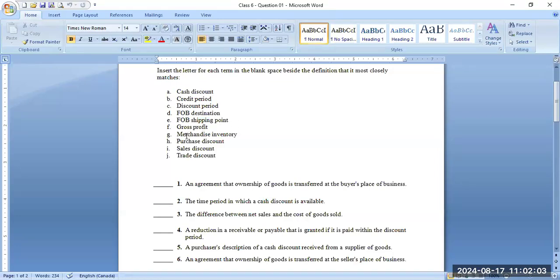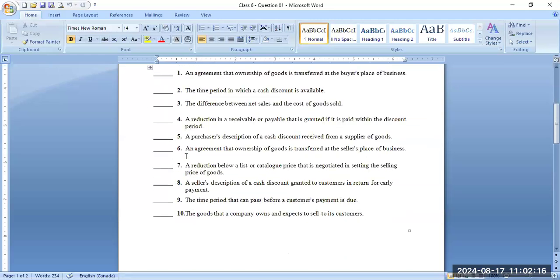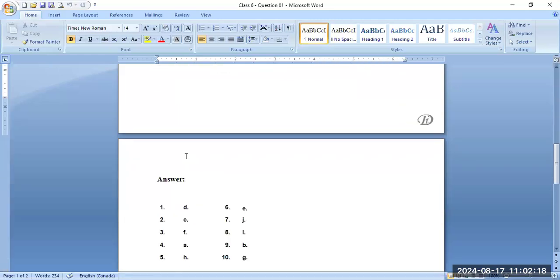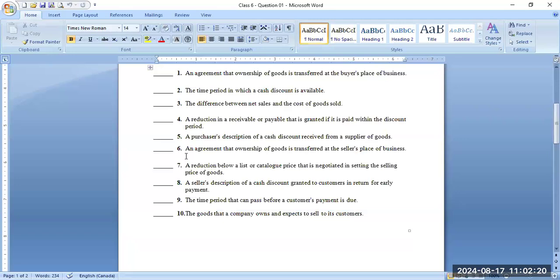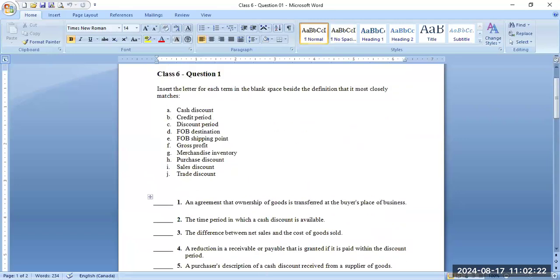What's the gross profit? What the merchandise inventory is? Purchase discount, sales discount, and trade discount. Obviously, the answers are on the second page. That will be something for you to go over by yourself.